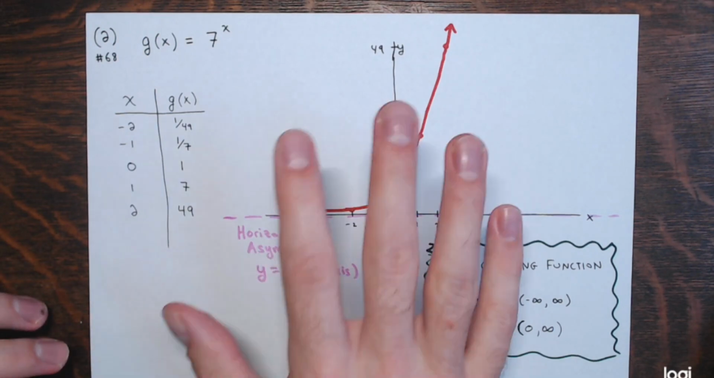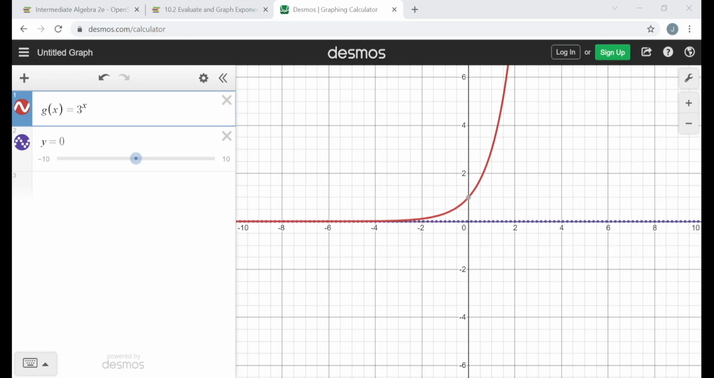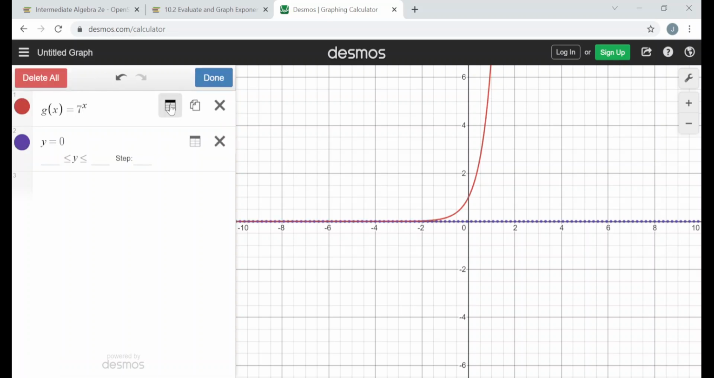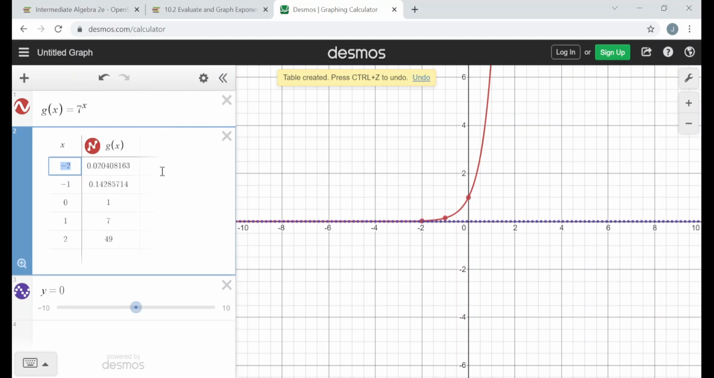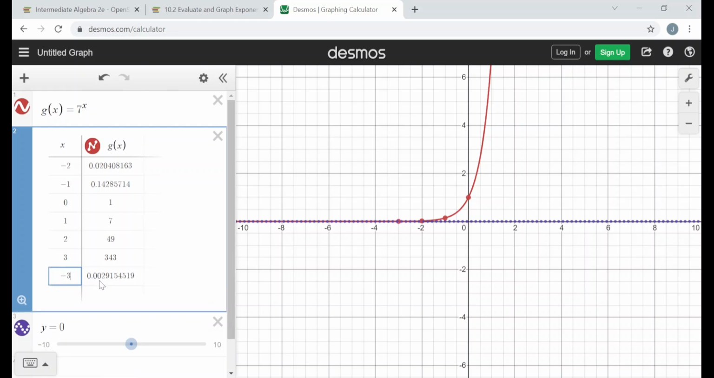And then once again, let me actually put this on the Desmos site. So instead of g of x equals 3 to the x, let's make that 7 to the x. And you're seeing the same kind of graph, but it's just shooting up more rapidly. I'll put a table in there for this function. And you see 0, 1, 1, 7, 49, right? If I put 3 here, 343. If I put negative 3, it's still positive, right? It's just very, very tiny, right? There's negative 2, that's 1/49th.